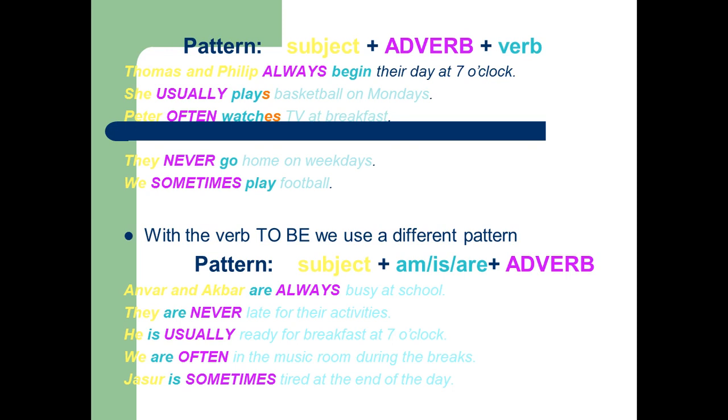Demak, ravish ishlatilganda avval ega, keyin ravish, keyin fe'l kelishini ko'rib chiqamiz. Thomas and Philip always begin their work at 7 o'clock. Thomas va Philip har doim ish vaqtini soat 7 da boshlaydi. She usually plays basketball on Mondays. U odatda dushanba kunlari basketbol o'ynaydi.